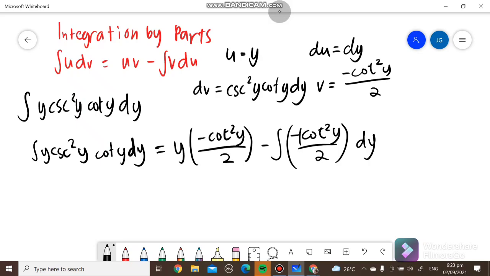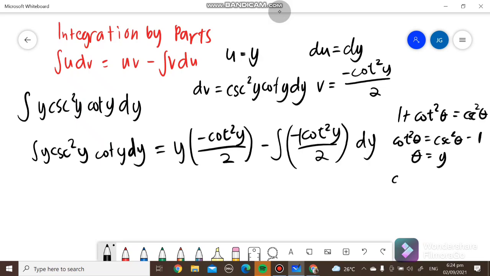Okay? So, now, we will use another formula for this one. We need to use the Pythagorean Identity, which states that 1 plus cotangent squared theta is equal to cosecant squared theta. So, the value of cotangent squared theta is equal to cosecant squared theta minus 1. So, since we're dealing with y, we can say the theta value can be y. So, this could be cotangent squared y is equal to cosecant squared y minus 1.